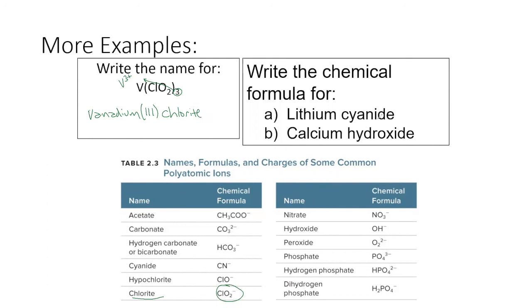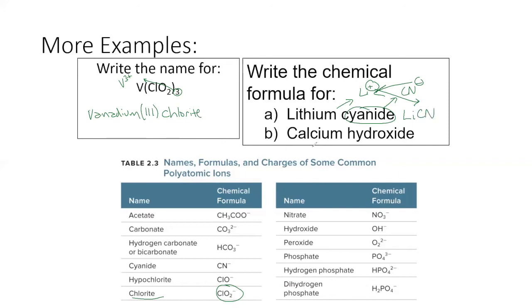Okay, so lithium cyanide. Lithium, I know, is in group 1 of the periodic table, so it's going to be a +1. And the cyanide, that's a polyatomic that you just memorize, and it has a formula of CN minus. So I use the crossover technique, and this one has a very simple 1-to-1 ratio. So the formula would just be LiCN.